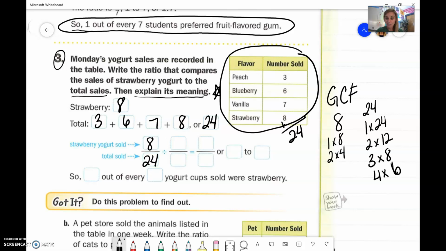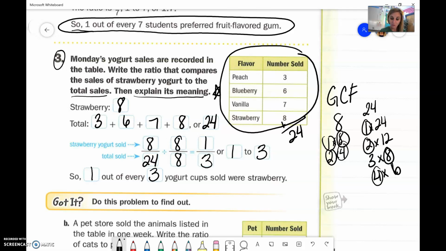The greatest common factor that they have is 4. So we're going to do, not 4, 8. I was like, that's not right. But look, they have all these in common too, but the greatest common factor is 8. So we're going to divide each of those by 8. 8 divided by 8 is 1, and 24 divided by 8 is 3. So it is 1 to every 3. Okay, so 1 out of every 3 yogurt sales were strawberry.